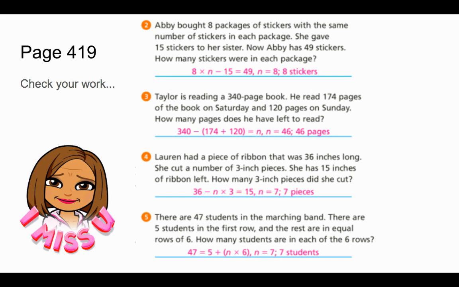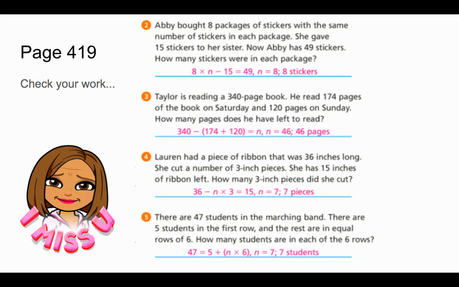Taylor is reading a 340-page book. He read 174 pages of the book on Saturday and 120 pages on Sunday. How many does he have left to read? Notice that in this problem, you need to add up 174 and 120 before you subtract it from 340 to find the missing number. So that's why there's parentheses around those two numbers. Because if you wrote it without parentheses, then you would probably do the subtraction first, 340 minus 174 minus 120. Okay? The answer is 46. 46 pages he has left to read.